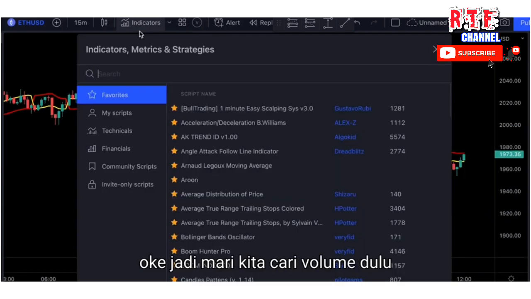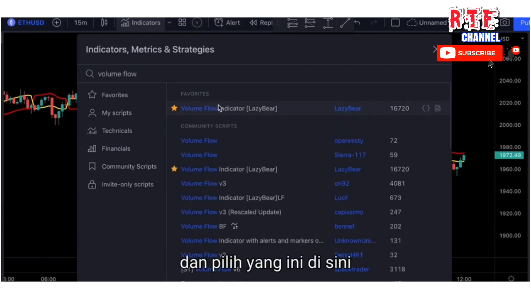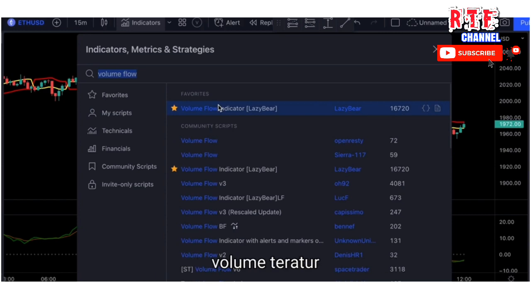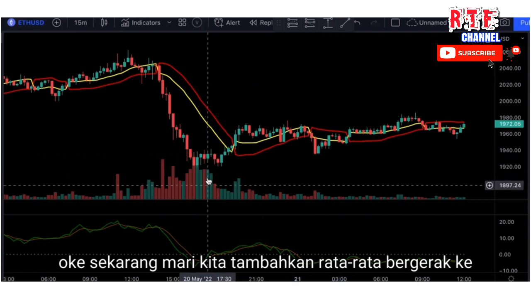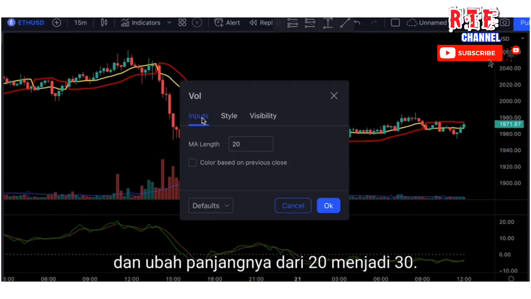Okay, so let's first search for volume flow and pick this one right here. And for the second indicator, we will use a regular volume. Okay, now let's add a moving average to this volume indicator and change the length from 20 to 30.